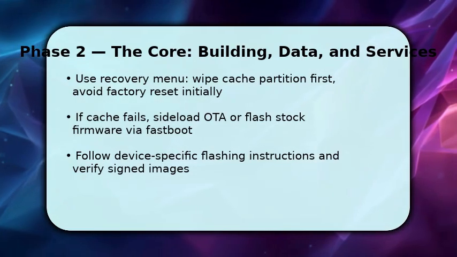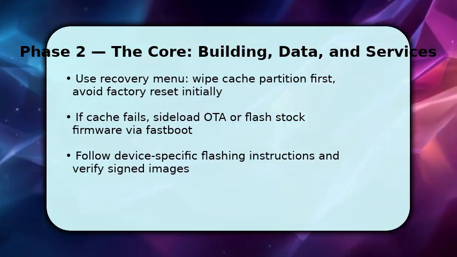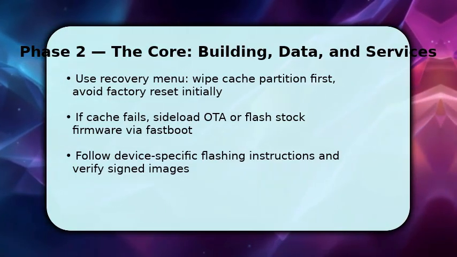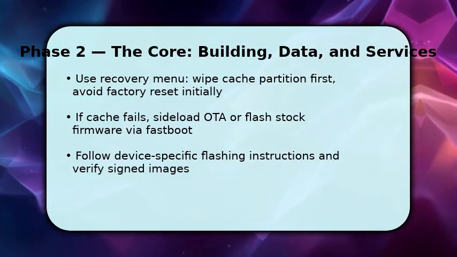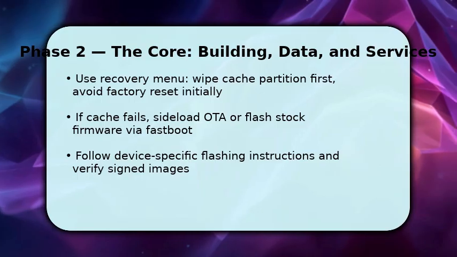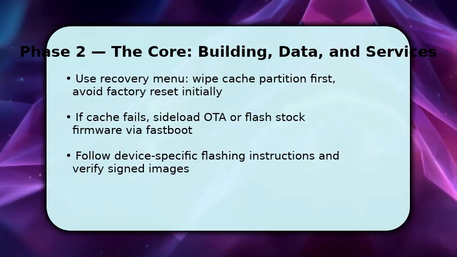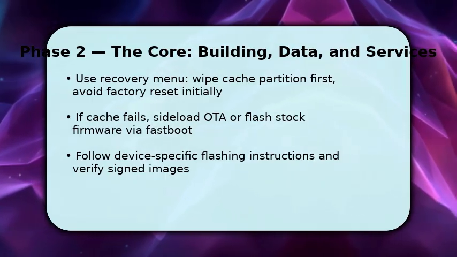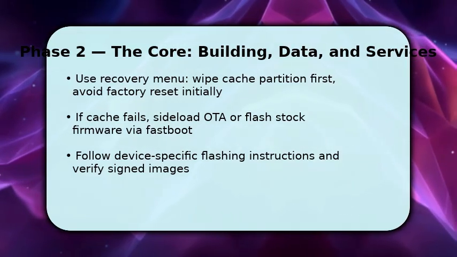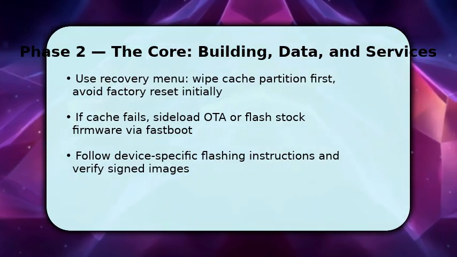Now you diagnose the stuck state by testing non-destructive options. From recovery, wipe the cache partition first because it clears temporary files without erasing personal data. This often resolves boot loops. If that fails, you can sideload an OTA update or flash stock firmware using fastboot on the PC. These restore system files. Make sure to use device-specific, signed images and double-check commands. Incorrect flashing risks bricking the device.